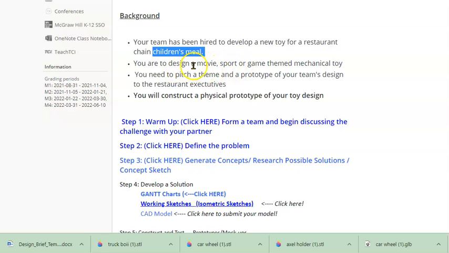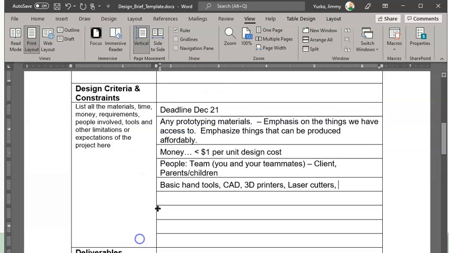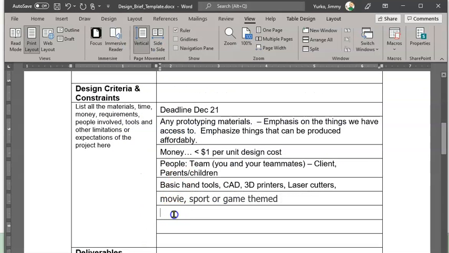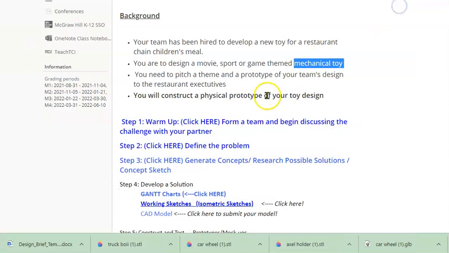Movie, sports, okay. It needs to have a theme. So we've got to consider that. And what else did it say? Mechanical, this is a big one. Man, they slipped that in there, didn't they? Let's see. Mechanical means it's got moving parts. So it needs to have moving parts.